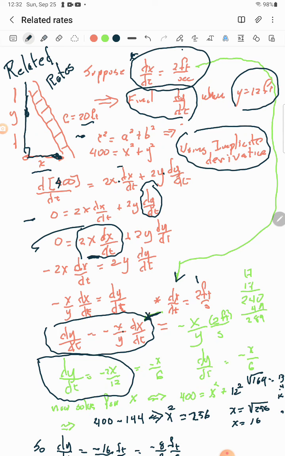So now when I do that, I'm going to have minus x over y times 2 feet per second. So basically I have solved for dy/dt, which is equal to minus 2x over 12, which simplifies to minus x over 6. So dy/dt is going to be minus x over 6. However, now we look for x.